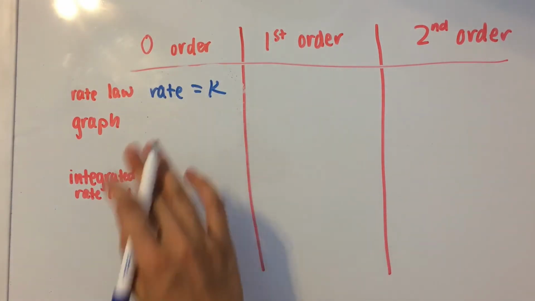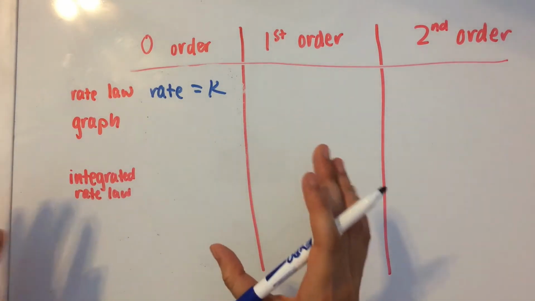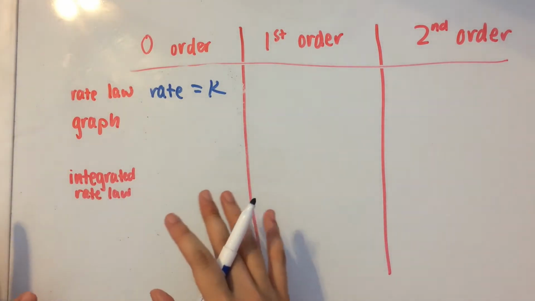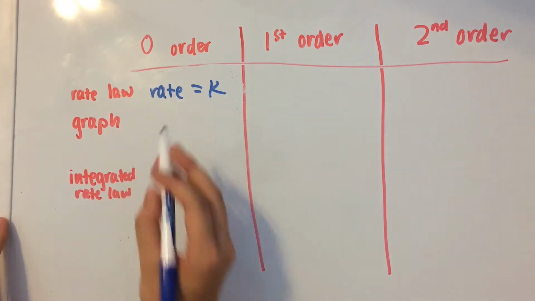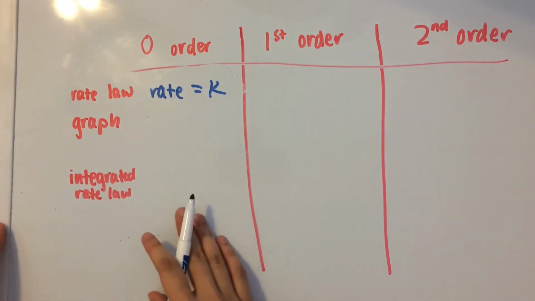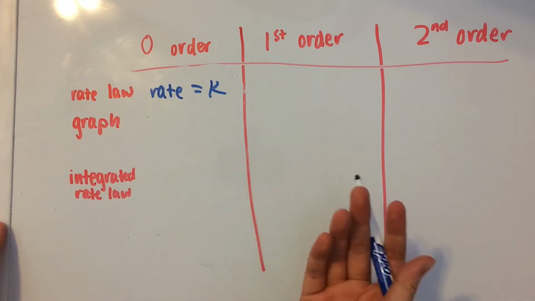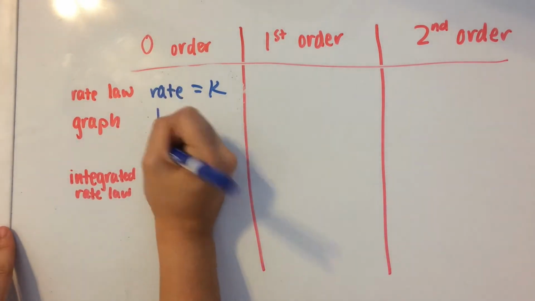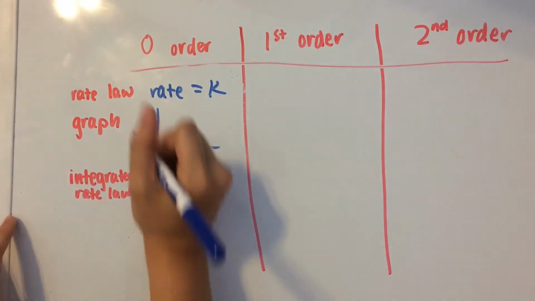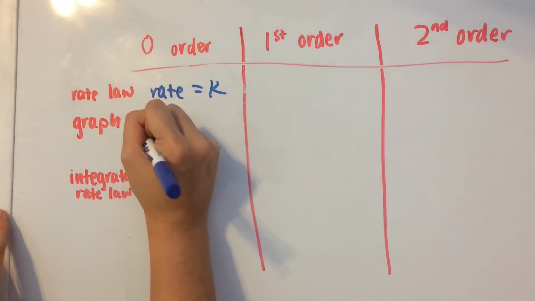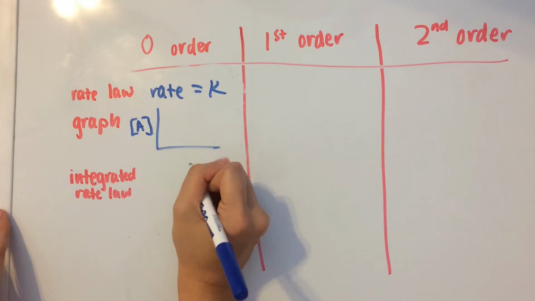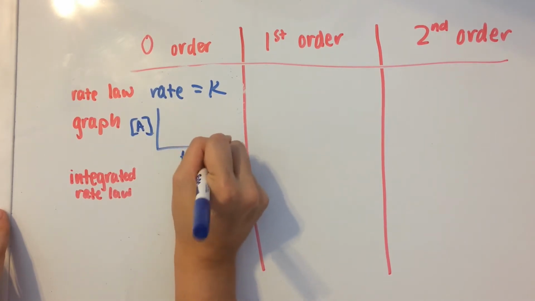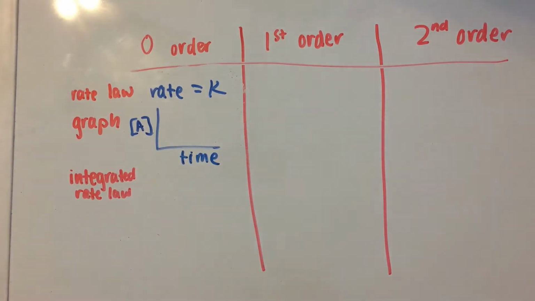So what this is basically saying is that it doesn't matter what the concentrations of the reactants are. It's just that the rate of the consumption of the reactants is going to be the same until all of the reactants are consumed. So what the graph looks like is we have concentration of any reactant, let's say reactant A, on the y-axis and then time on the x-axis.